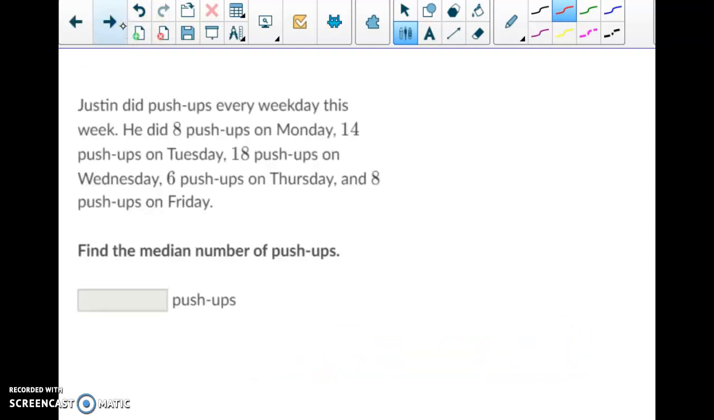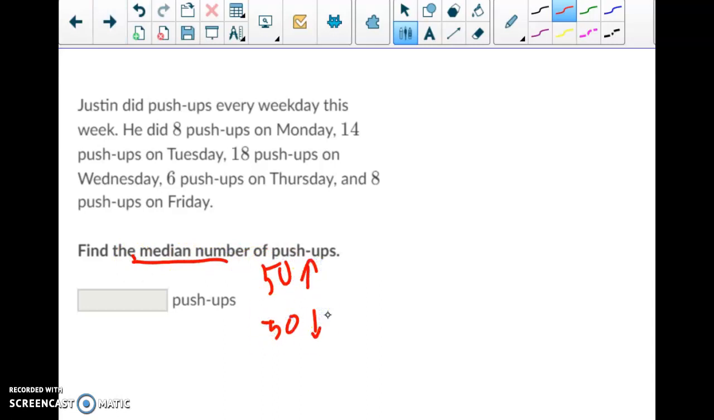And so our first example is Justin did push-ups every weekday this week. He did 8 push-ups on Monday, 14 push-ups on Tuesday, 18 push-ups on Wednesday, 6 push-ups on Thursday, and 8 push-ups on Friday. And we simply want to find the median. We want to find the middle, 50% above. We want to find 50% below.